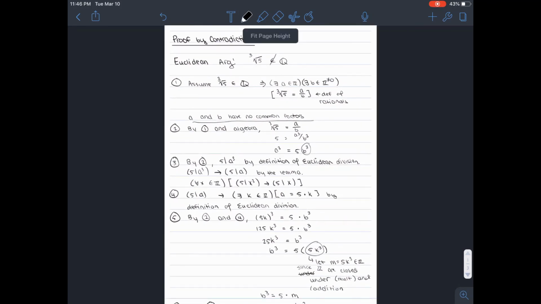And that's a proof by contradiction showing that the cube root of 5 is not an element of the rational numbers through the Euclidean argument.